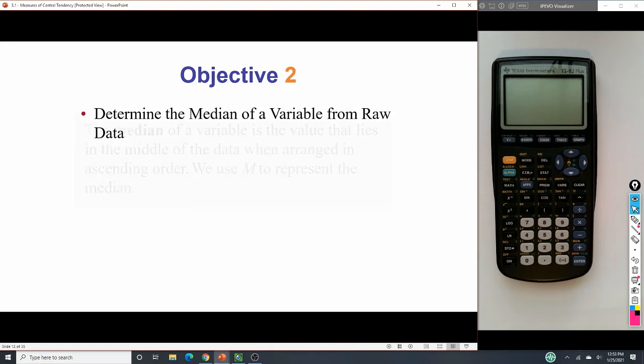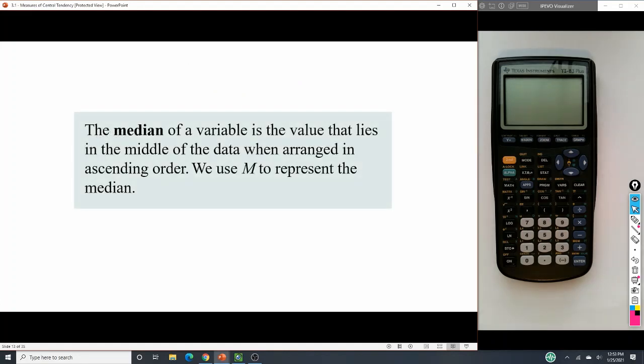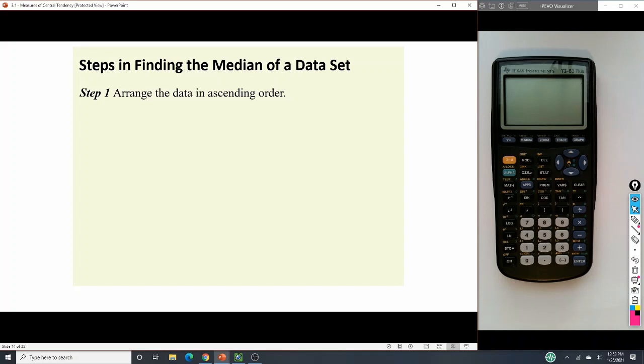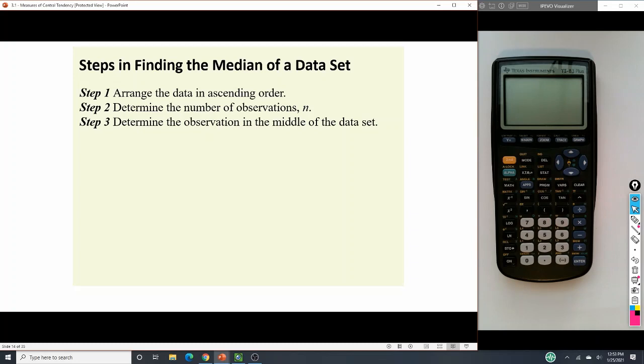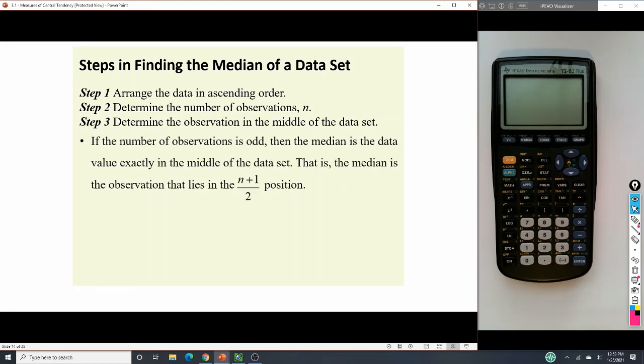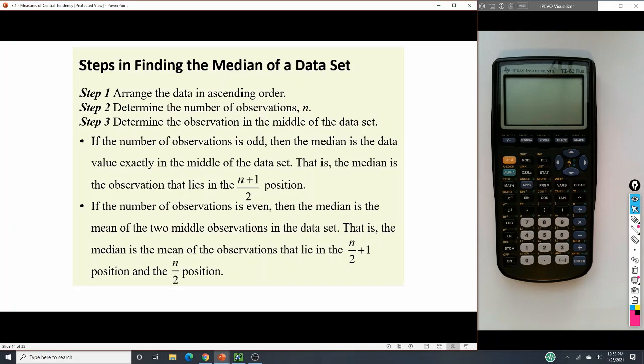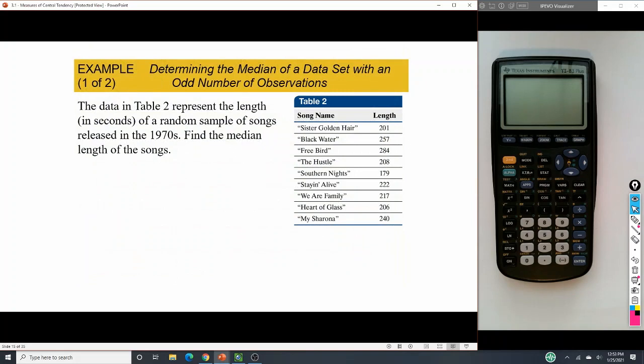All right. Median. Now the median is what lies in the middle. We use capital M to represent the median. First, in order to find the median, we have to get it in ascending order, so numerical order, with all of our observations. We determine the number, and then we find the one in the middle. Now, based on where that is, we can figure out what number that is. Here's a couple of ways of doing that, but I want to show you some other ways without having to memorize a formula.